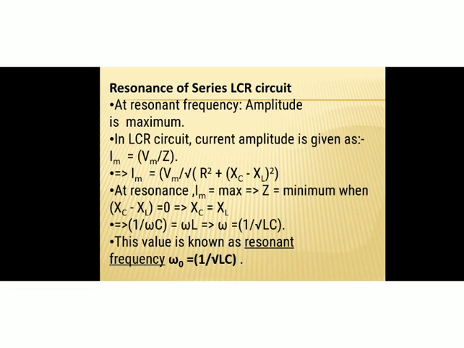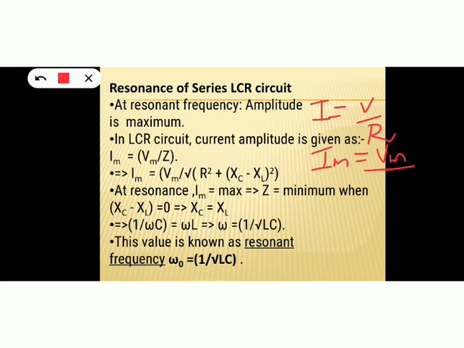Now, let's try to find an expression for the resonant condition of a series LCR circuit. At resonant frequency, amplitude must be maximum. That is the condition for resonance. Amplitude of oscillation must be maximum. And in an LCR circuit, current amplitude is given by Im equal to Vm by Z, isn't it? As per Ohm's law, we know that current I is equal to V by R. So for an LCR circuit, current I is Im, voltage V is Vm, and at the same time resistance is denoted by the impedance Z.